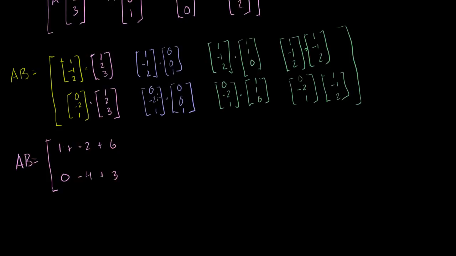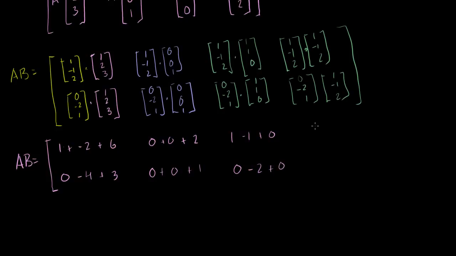Now we're on to this term. 1 times 0 is 0, plus minus 1 times 0, plus 0, plus 2 times 1 is equal to plus 2. This term, 0 times 0 is 0, plus minus 2 times 0 is 0, plus 1 times 1. So plus 1. Then here you have 1 times 1 is 1, plus minus 1 times 1 is minus 1, plus 2 times 0. So plus 0. Here 0 times 1 is 0. Minus 2 times 1 is minus 2. And then 1 times 0 is plus 0.